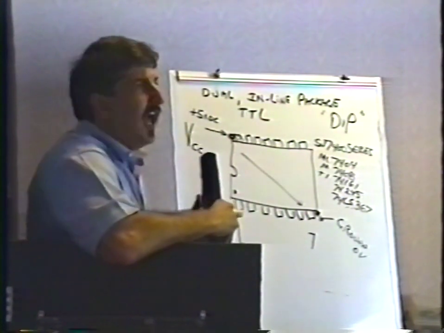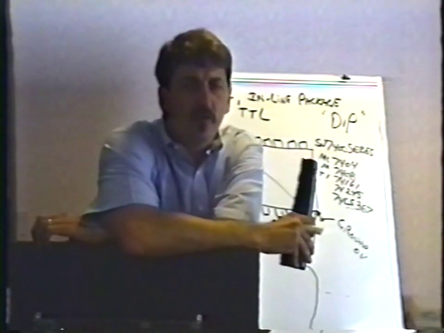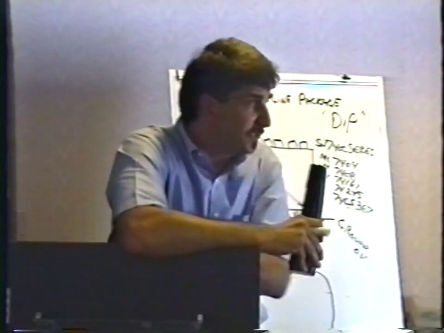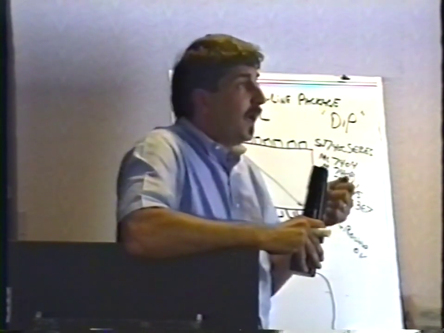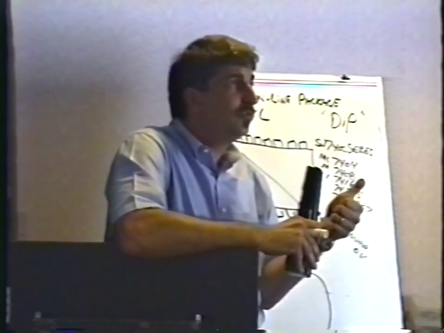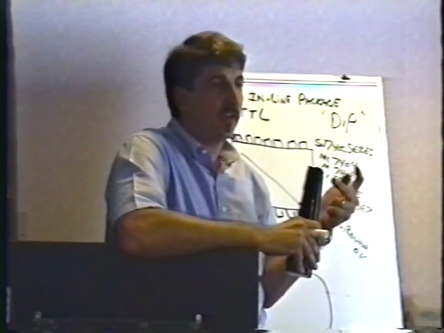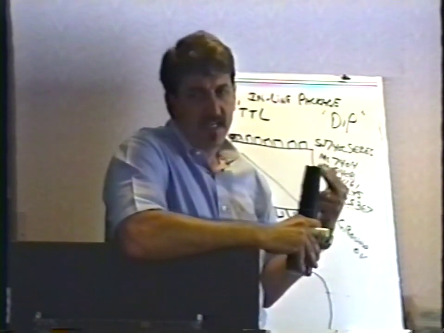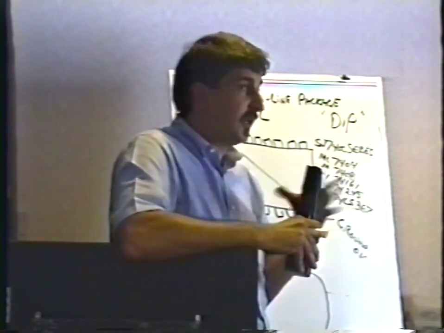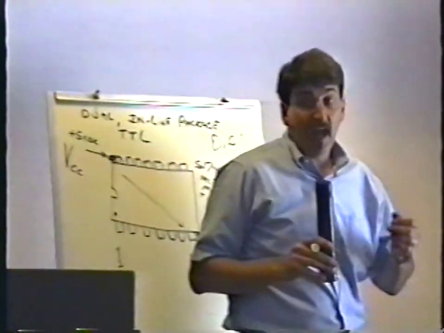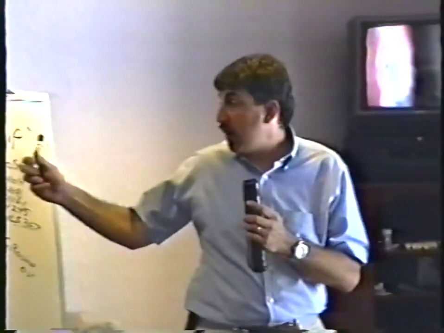It's called TTL because essentially it was an outgrowth of some other families of integrated circuits. They started out with resistor transistor logic. They called it RTL. Didn't work with beans. Then they came up with something called DTL, diode transistor logic. Didn't work with beans. Then they invented this stuff called TTL, and TTL works great.